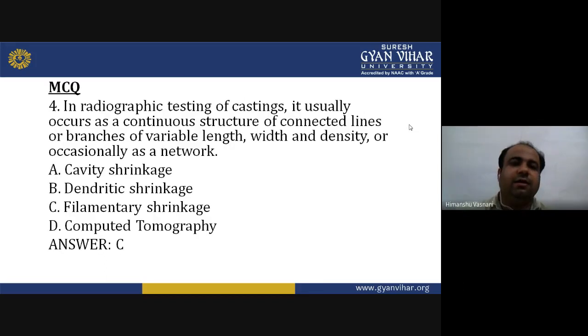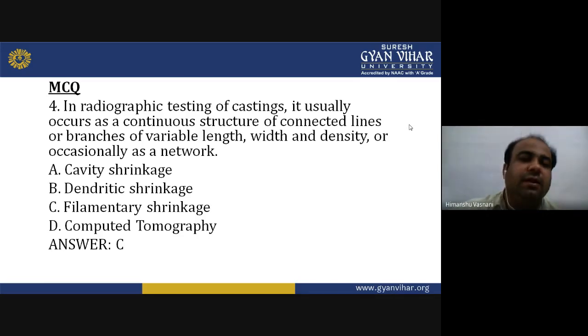Okay. Now in the radiographic testing of castings, it usually occurs as a continuous structure of unconnected lines or branches of variable length, width, and density, or occasionally as a network. So what do we call this? We call it a filamentary shrinkage.